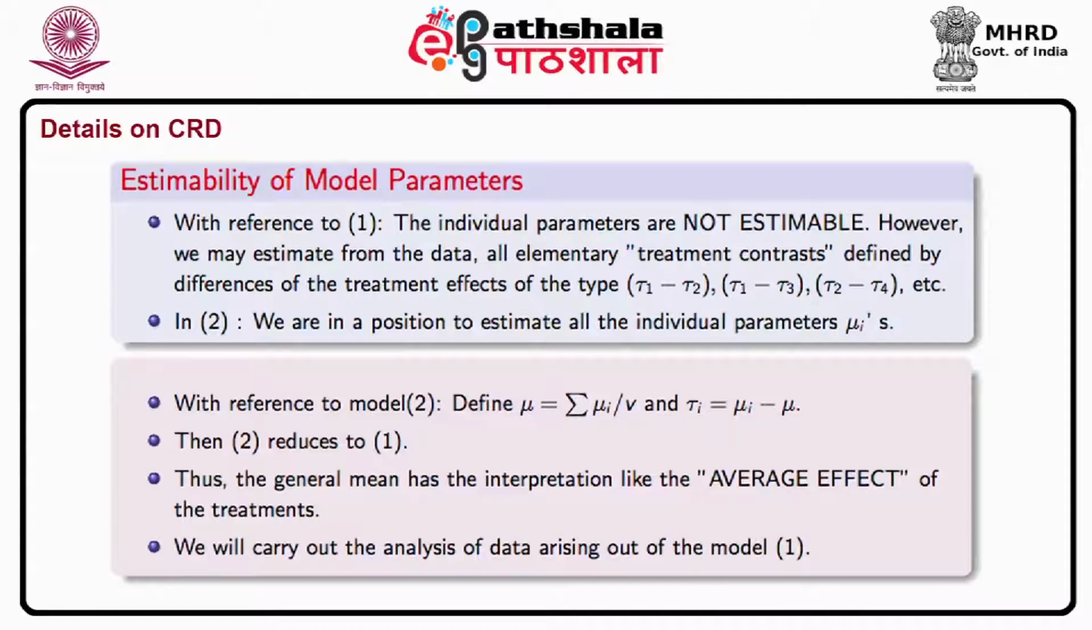Next, with reference to model 2, we are defining mu equal to the sum over mu i by v, and tau i equal to mu i minus mu. Then 2 will reduce to 1. Thus, the general mean has the interpretation of the average effect of the treatments. We will carry out the analysis of data arising out of model 1. There are two different ways of looking at the model.